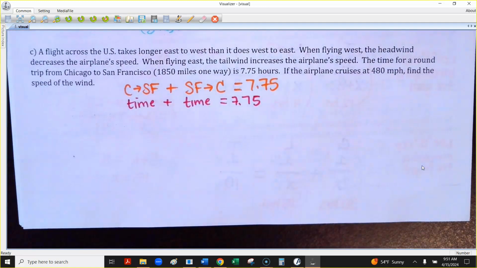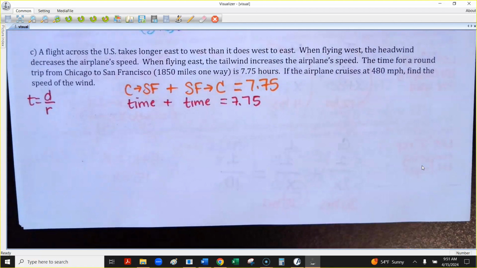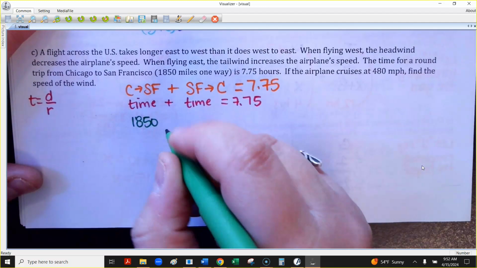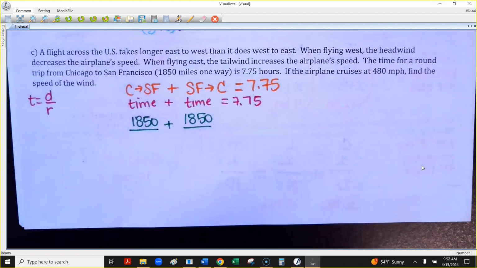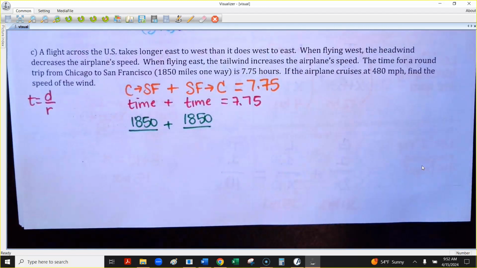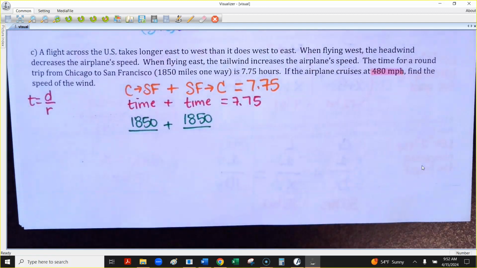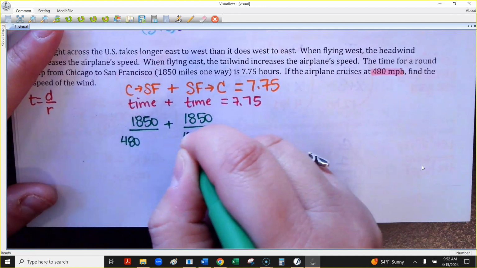Okay, now remember, the time is just the distance divided by the rate from that lovely dirt formula, transforming that a little bit. The distance for both of these is exactly the same. The distance is the same number of miles. It tells you in the problem 1,850. Okay, now what else? Oh, I forgot to keep reading this. It's giving you the general speed of the plane as 480 miles per hour. So we're going to have 480 on the bottom of both of these fractions.